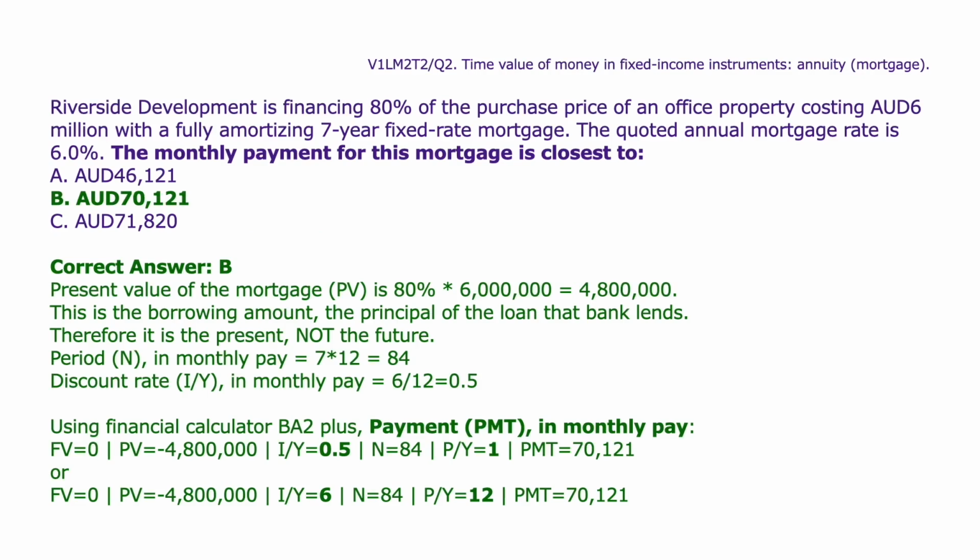Mortgage payments are monthly, so convert the rate and term to monthly. Fully amortizing means no balloon payment at the end. Avoid forgetting to use 80%, not the full property price.